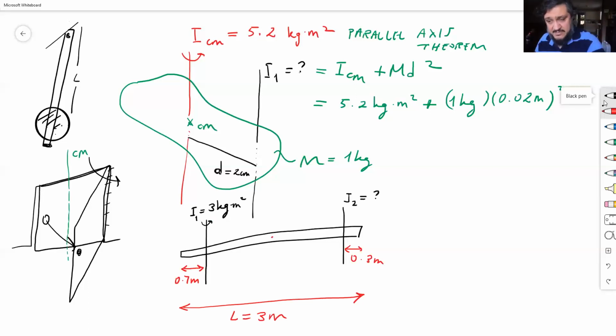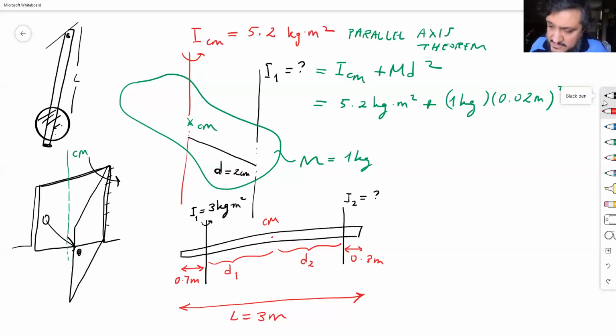This is given, and you're supposed to find I2. You have the dimensions, you know that the two axes are parallel, and the total length and how far from each side. You can still find I2 by applying the parallel axis theorem. You just need to remember that the center of mass will be at the center. So from one end to the center of mass is only 1.5 meters, right? So the two D's, let's call it D1 and D2.